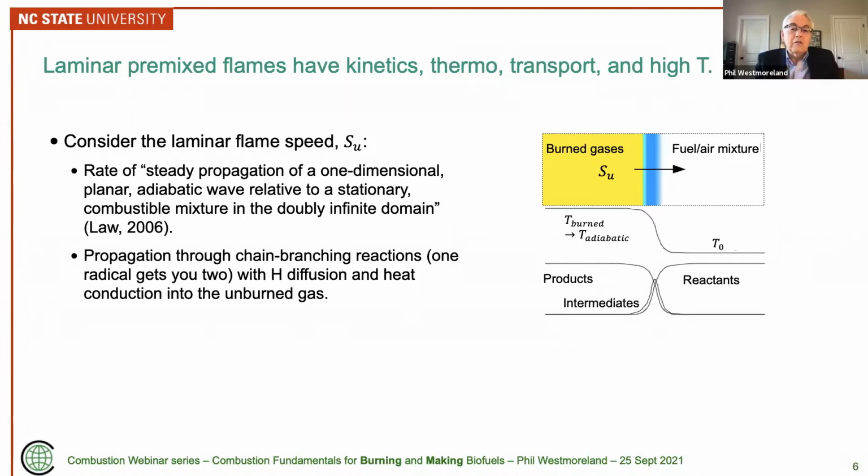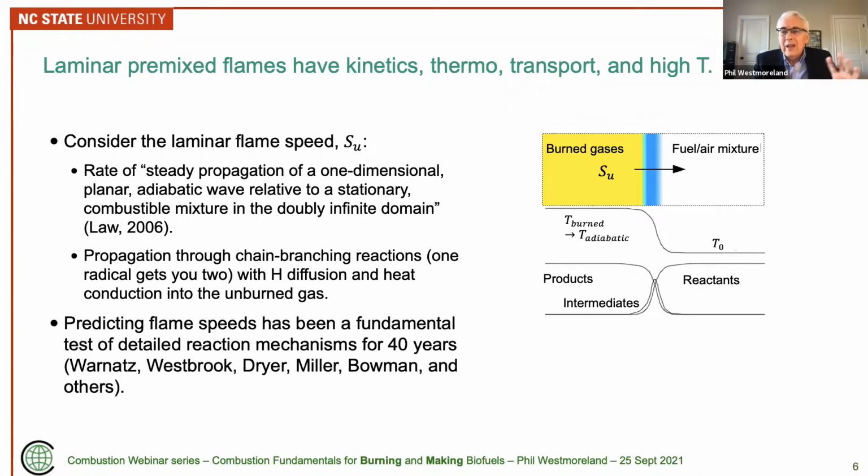But the products, it's definitely a rate process. The unburned gas has reactants and maybe diluent in it. We form intermediates that may or may not persist, but certainly the products persist there. And we see these different types of reactions: chain branching reactions, hydrogen diffusion, and heat conduction moving into the unburned gas. So that characteristic flame speed is a powerful tool, and for the last 40 years has been one of the key tests that we use for detailed reaction mechanisms.